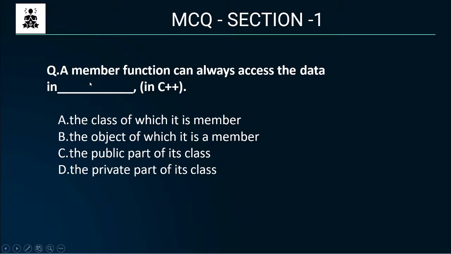Now the third question is, a member function can always access the data in C++. I have already told you what a member function is, and it can access the data. So guys, a member function is declared in the class, and we can't use any other member function. So the answer will be D, the private part of its class. We can't access any data outside the class. So it can access only the data which is declared in the class.